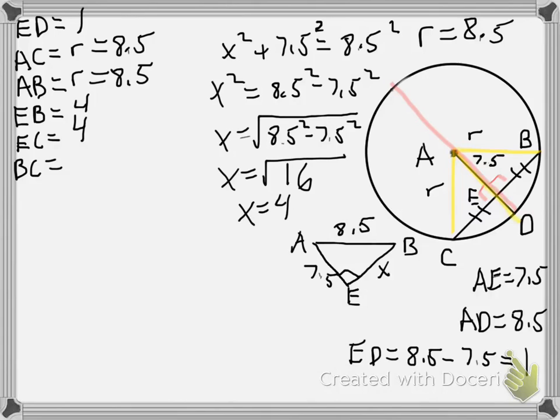Now they want to know what BC is. Well, BC is double that. 2 times 4 is 8. And so again, the key here was the radii. If you get the radii labeled, and remember the theorem that the diameter is perpendicular to any chord, and it bisects the chord, then we will be able to do these problems really easily.